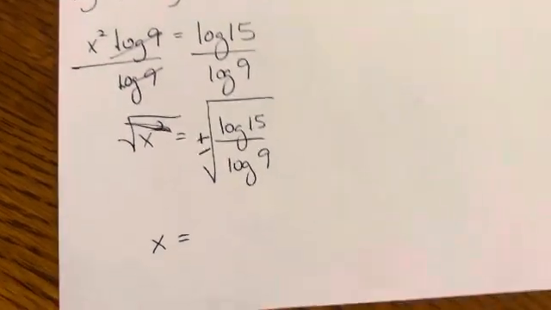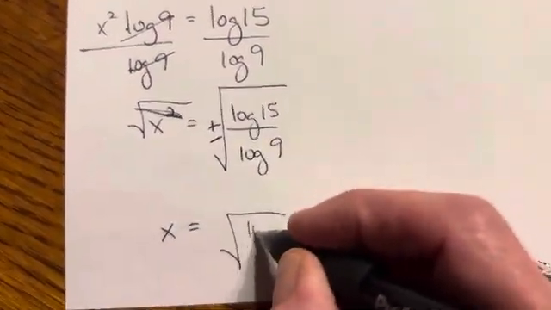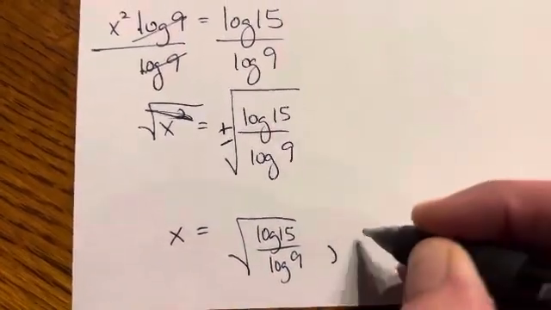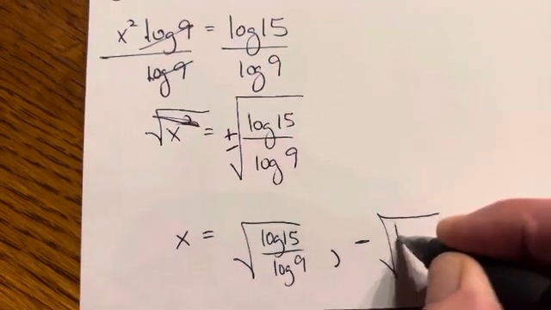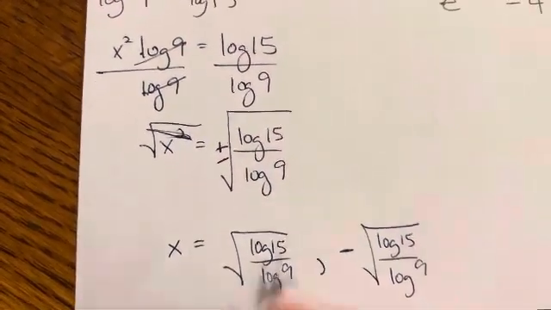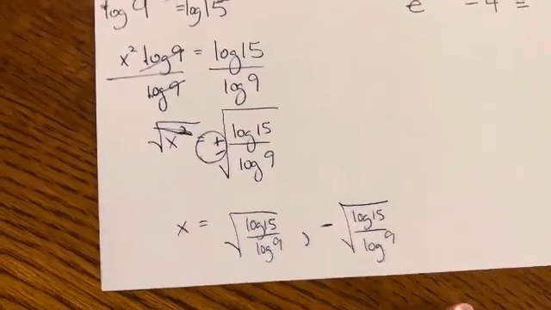I think on WebAssign, you have to enter this as two answers. So you're just going to enter it as the square root of the log of 15 over the log of 9, comma, and then negative the square root of the log of 15 over the log of 9. I think you have to enter it both ways. I wish they had this lazy key, but I don't think they do.